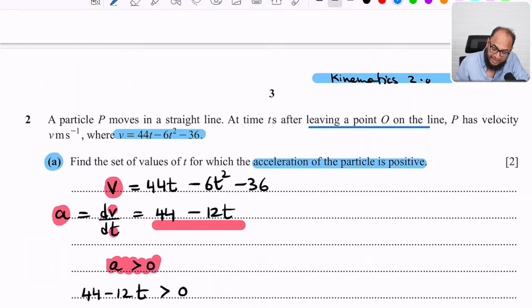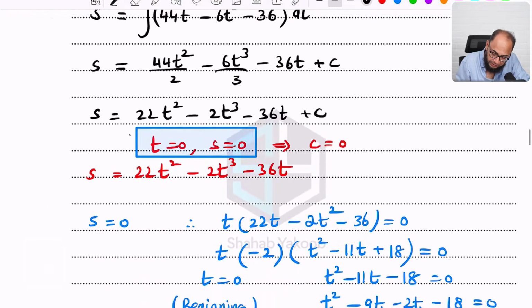It says when it is leaving a point O on the line, that means initially. So let me write over here, initially, displacement is 0. So initially means t is 0, s is 0. That is what I'm using over here. So when t is 0, s is 0. Therefore, this cancels out, and c comes out to be 0. You cannot just take things for granted. You have to justify every single thing.